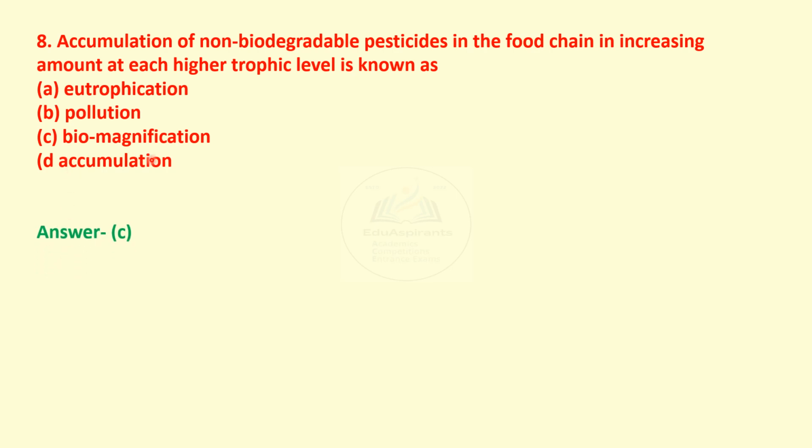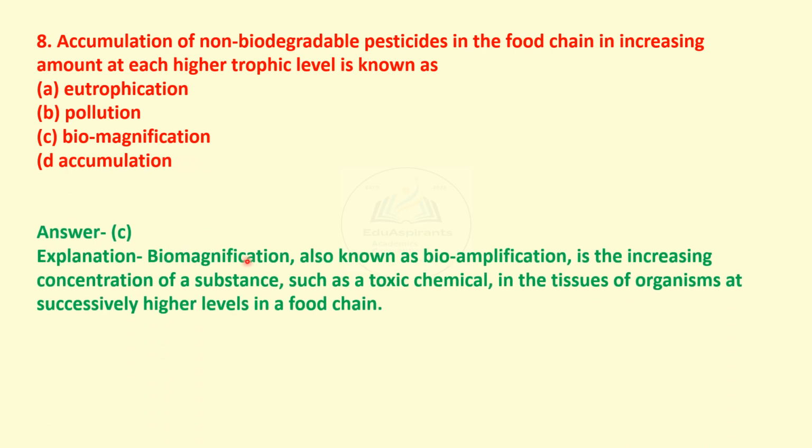It is C, biomagnification. Biomagnification, also known as bioamplification, is the increasing concentration of a substance such as a toxic chemical in the tissues of organisms at successively higher levels in a food chain.